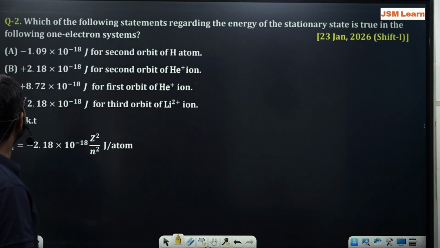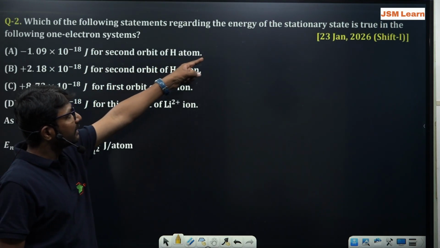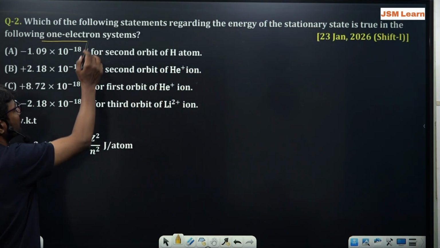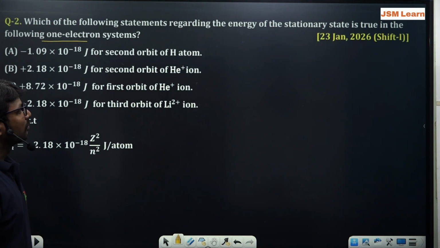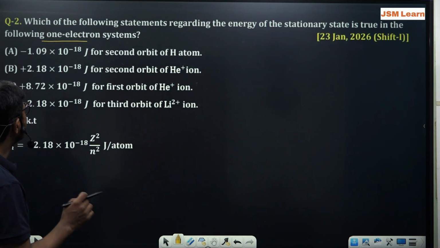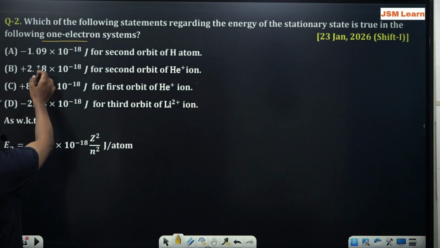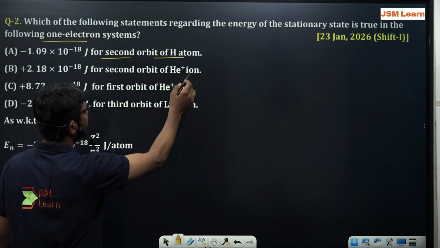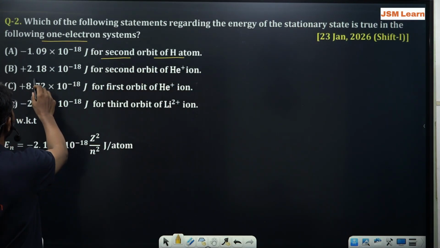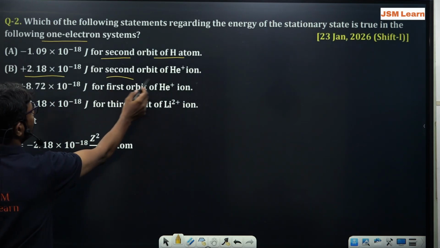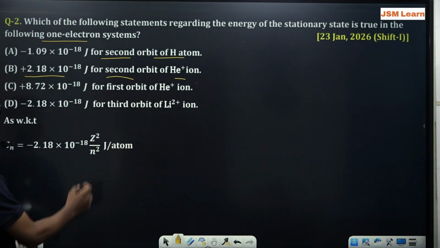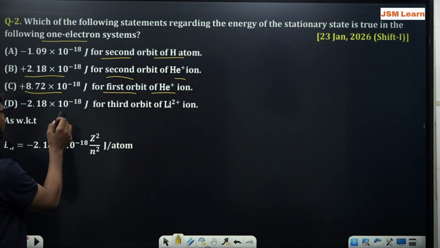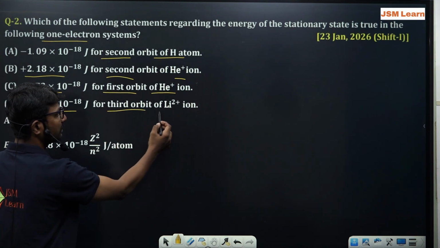Here they have given the information: which of the following statements regarding the energy of the stationary state is true in the following one electron systems. According to Bohr's atomic model we have to solve this again. Now which is the true statement? Option A is the energy for the second orbit of hydrogen atom. Option B is the energy for the second orbit of helium plus. Option C is the energy for the first orbit of helium plus. Option D is the energy for the third orbit of lithium 2 plus.